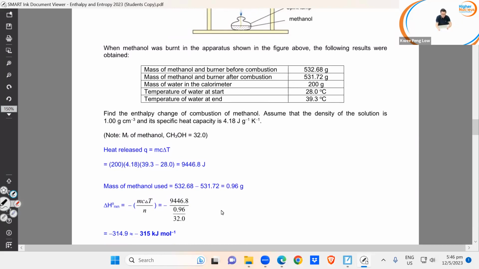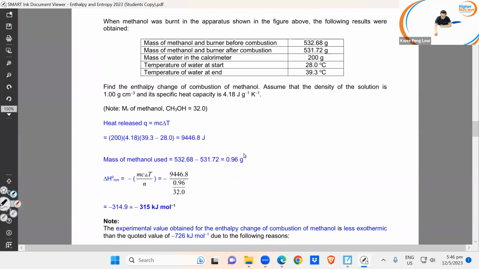Clear? Okay, so this is your step calculation. Now, the actual value for the combustion of methanol, when we burn 1 mole of methanol, in actual reality, it gives out 726 kilojoules of energy. But in this experimental value, when I burn 1 mole of methanol, you only give out 315 kilojoules of energy, which is actually less than half the actual value.